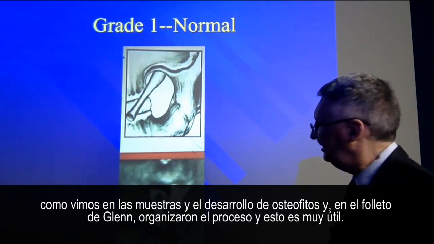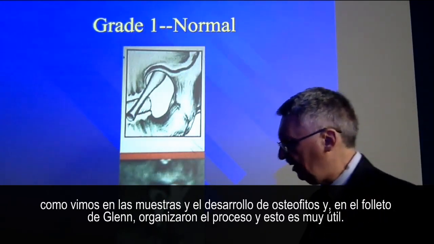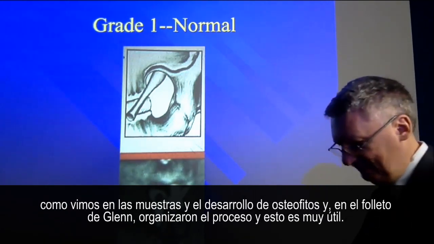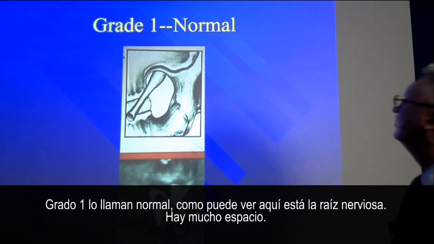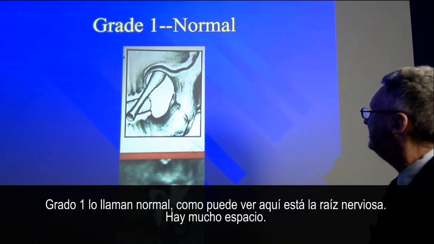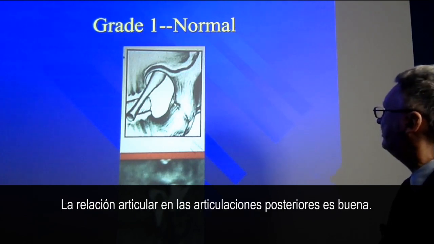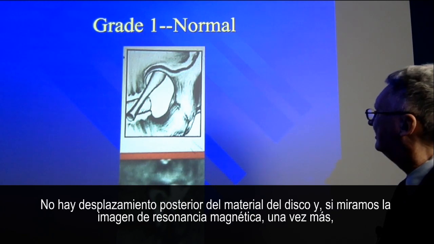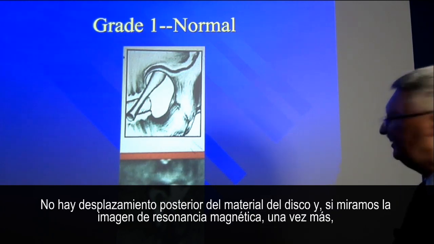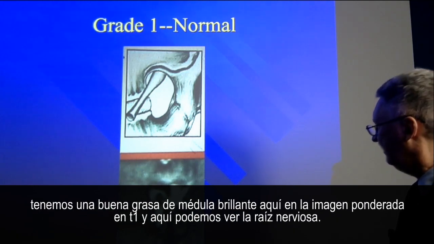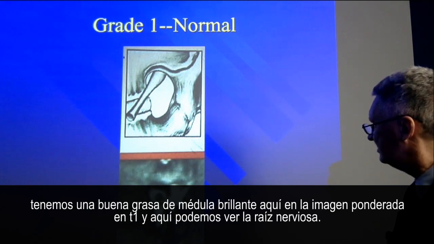And in the booklet by Glenn et al., they staged the process, and this is very helpful. Grade 1 they call normal. As you can see, here's the nerve root. There's plenty of space. The articular relationship at the posterior joints is good. There's no posterior displacement of disc material. And if we look at the MR image, once again, nice bright marrow fat here on the T1 weighted image, and here we can see the nerve root.